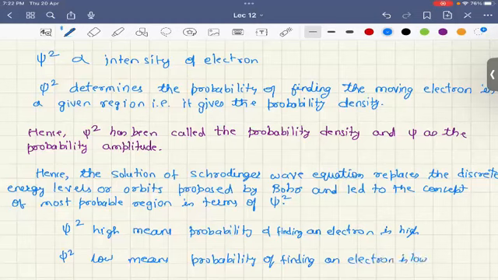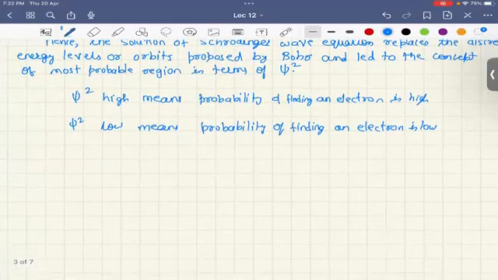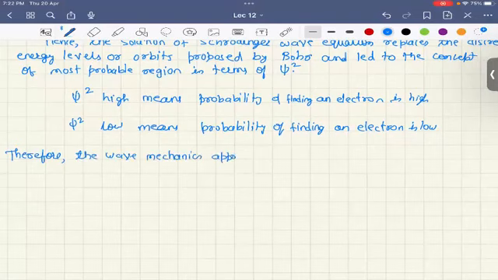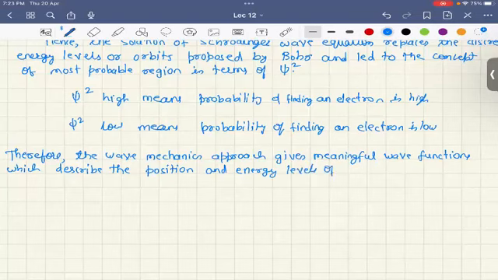Therefore, the wave mechanics approach gives meaningful wave functions which describe the position and energy levels of an electron in an atom, right? Therefore, the wave mechanics approach gives meaningful wave functions describing the position and energy levels of electrons in an atom, right?